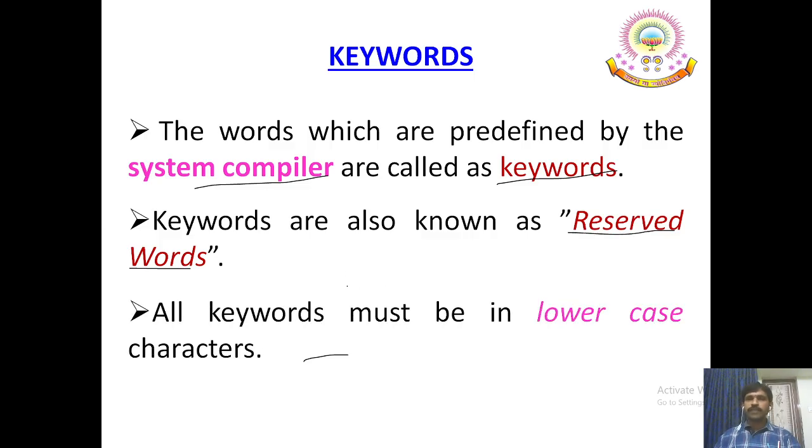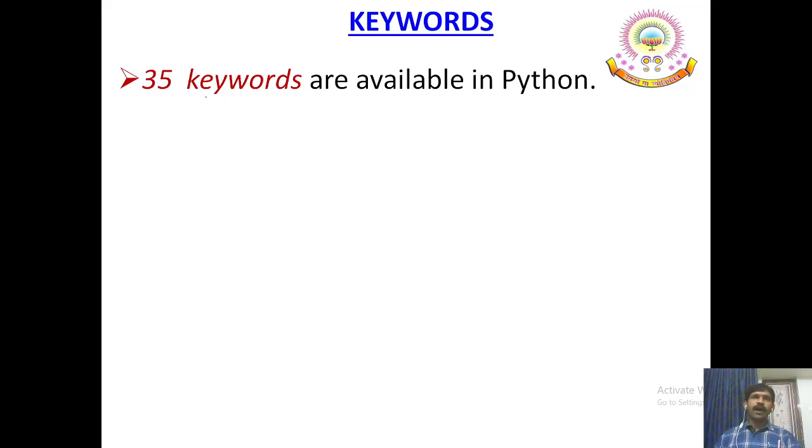All keywords must be in lowercase because Python is also a case sensitive language. We should use lowercase letters for all the words. In C language we had 32 keywords, out of them only 20 or 25 or up to 26 keywords were used, but in Python we have 35 keywords.